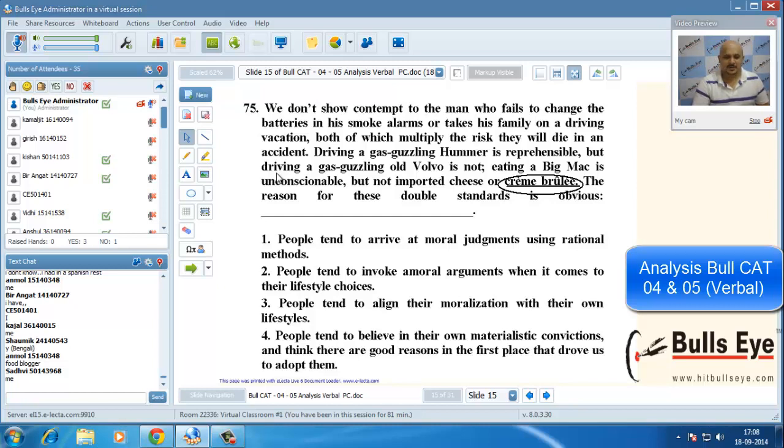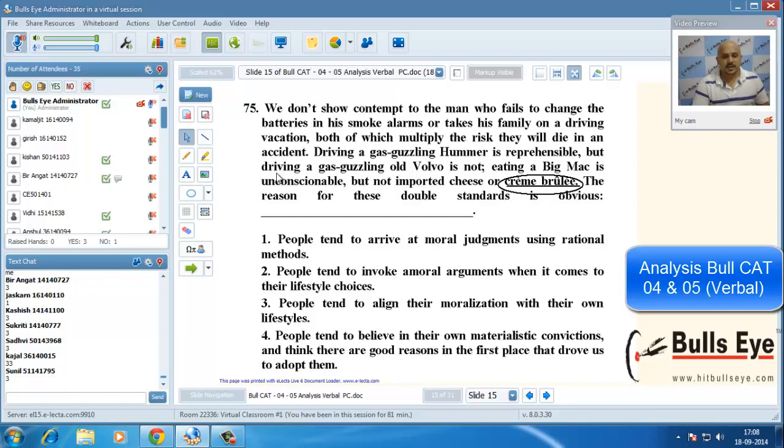Back to the question. In this particular case, the answer is option number 3. The reason for these double standards is obvious. One, people tend to arrive at moral judgments using rational methods. Third, people tend to align their moralization with their own lifestyles.